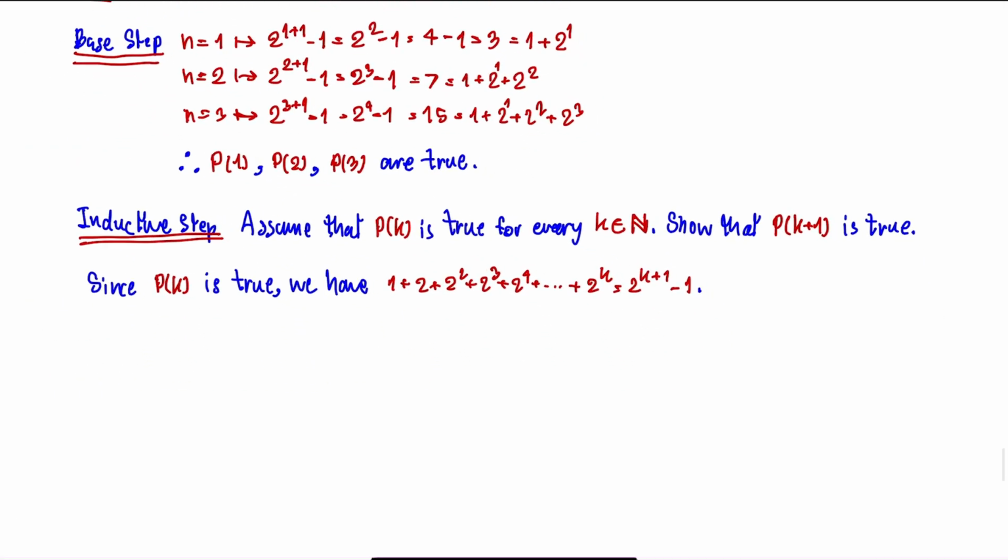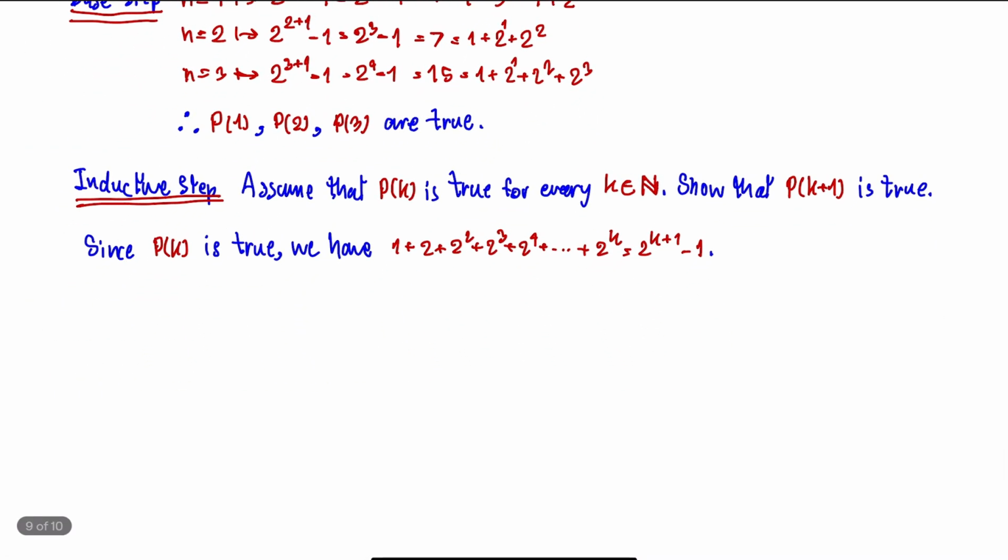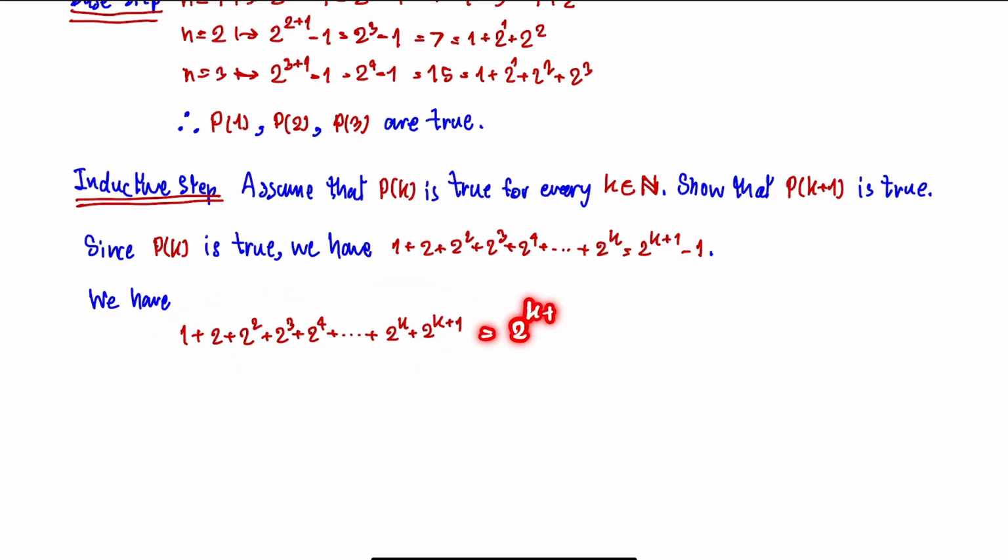So what do we have? We have 1 plus 2, 2 to the 2, 2 to the 3, plus 2 to the 4, plus all the way to 2 to the k plus 2 to the k plus 1. And we try to show that this is equal to 2 to the k plus 2 minus 1.